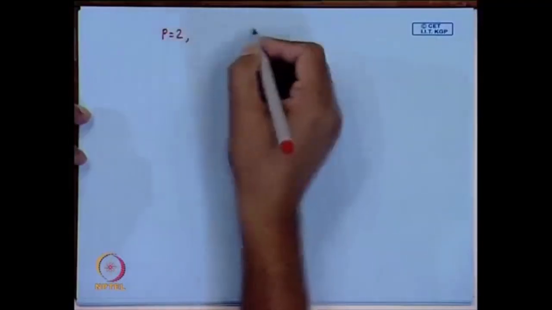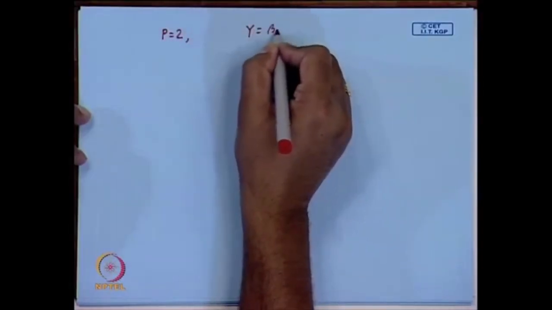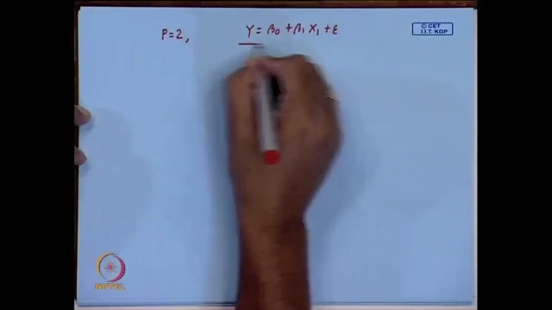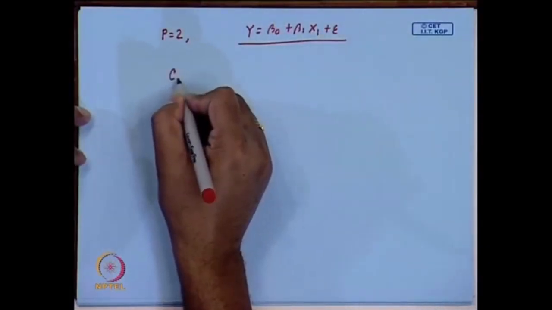Okay, let me illustrate this Mallows statistic using our example. First, for p equal to 2, I will calculate the Cp value. For p equal to 2, I am considering the model y equals beta naught plus beta 1 x1 plus epsilon. Here p equals 2, so I will compute C2.